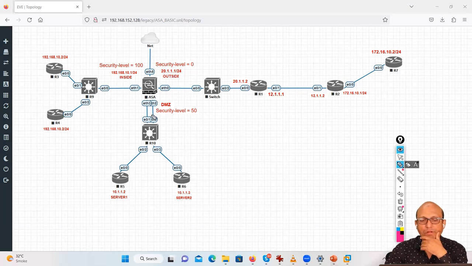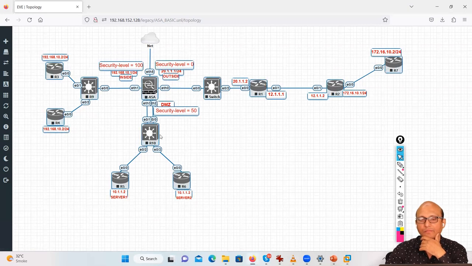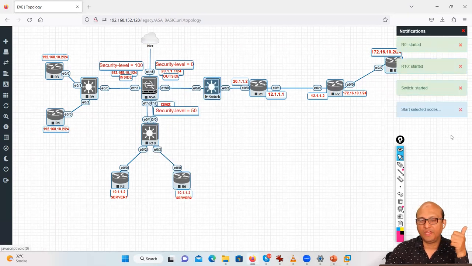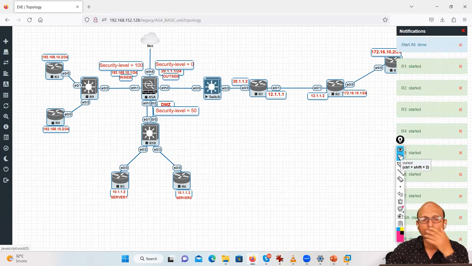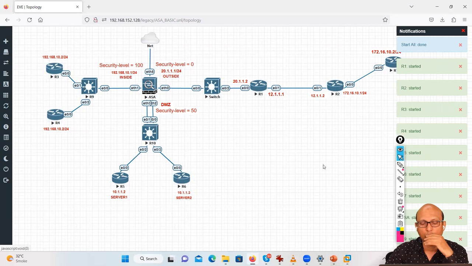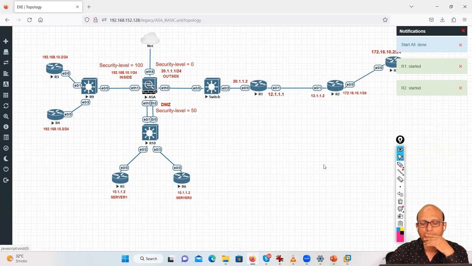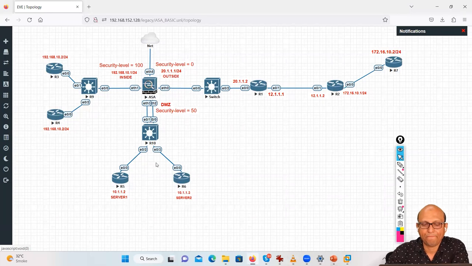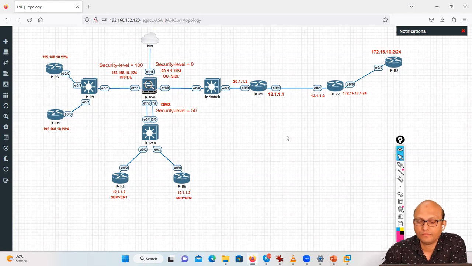Now you see, this is the topology. Suppose I start my topology. I hope you understood the meaning of demilitarized zone, the meaning of inside, outside, what is implicit rule, what is explicit rule. So in this scenario, you have two LAN users, you have two servers. You have a perimeter router. What is a perimeter router? Can anyone tell me? R1 is termed as the perimeter router: my own premises router, edge router, internet router.